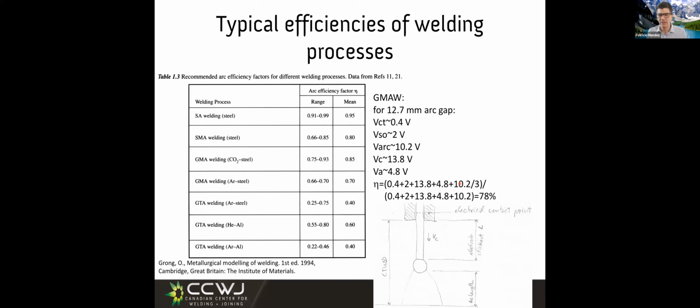But this calculation we're doing here has an advantage over these tables. Number one, the only one who believes these tables is the guy who wrote them. Everybody else writes different tables with different numbers. But what few people can do is say, if I increase my arc length, how does my welding efficiency change? So I want to ask you a question. If I increase my arc length, do you expect efficiency to be higher or lower in MIG?